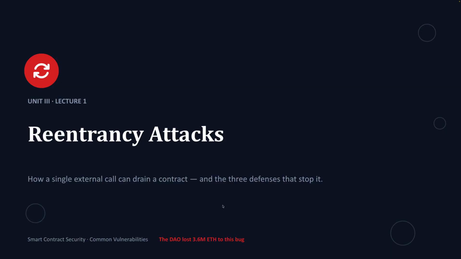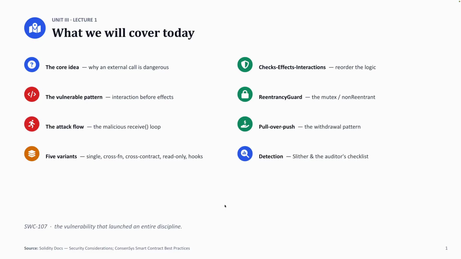Let's get into it. Today we are going to start Unit 3, Common Smart Contract Vulnerabilities, in which first we are going to cover reentrancy attacks, how a single external call can drain a contract and the 3 defenses that stop it. What we will cover today.